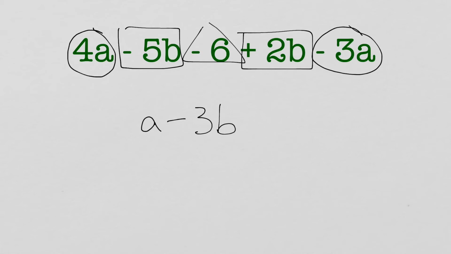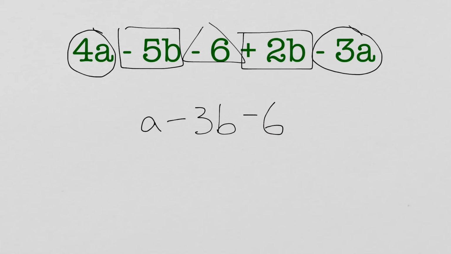There's nothing to combine that minus 6 with. There's no other constants. So I'll just finish this off with it staying as minus 6. So this whole long 4a minus 5b minus 6 plus 2b minus 3a turns into a minus 3b minus 6. And that's it. Now we have a couple of other things that might happen as we look at these examples.